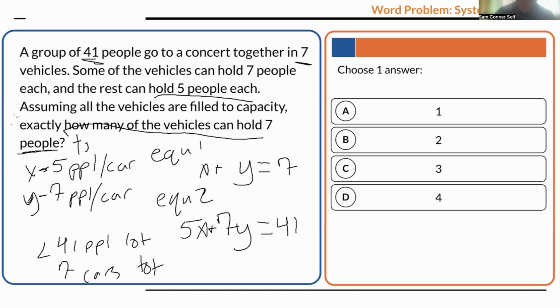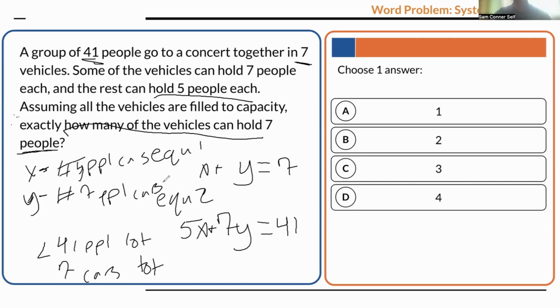And let me just make this a little bit more clear that this is the number of 5 people cars, and this is the number of 7 people cars. Right? So we're using the information in the question to build the equation.